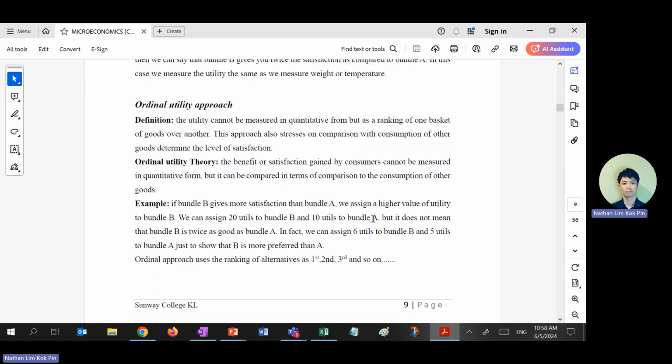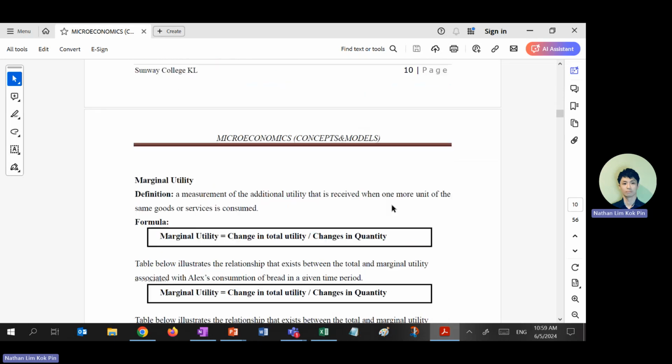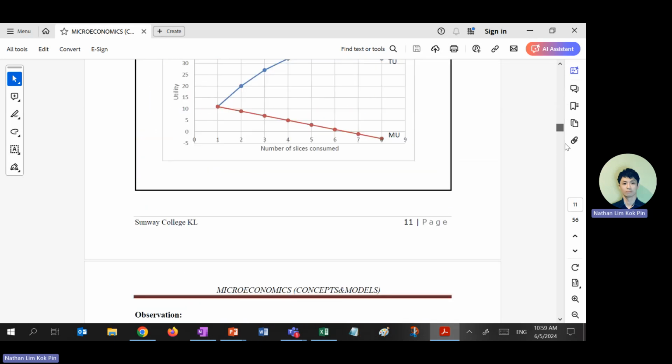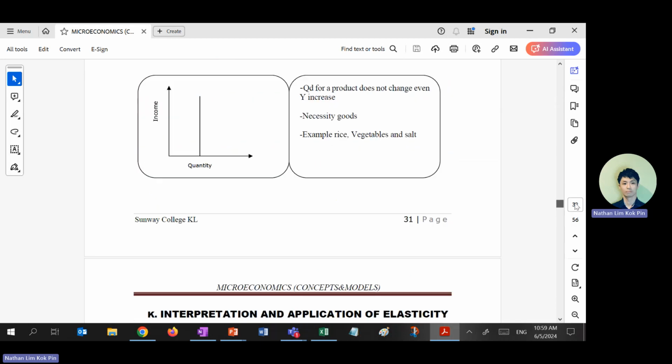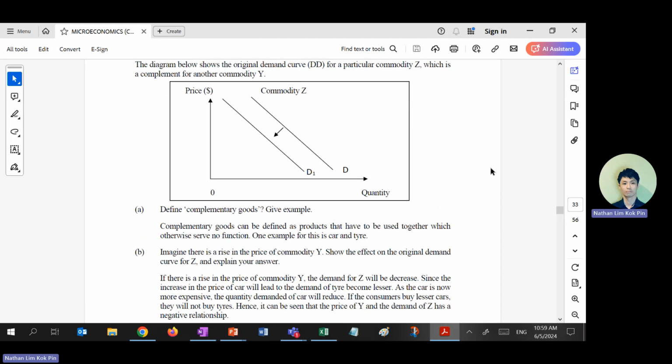The next thing we cover is consumer behavior. Later I'll give you a recap. So we'll skip this part first. Going to question 1. Question 1, this is the answer. Right, for question 1, this is the answer.